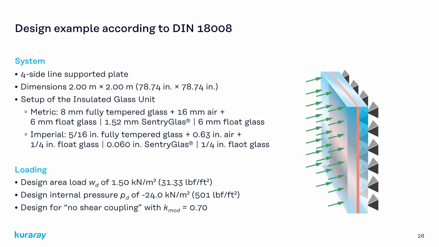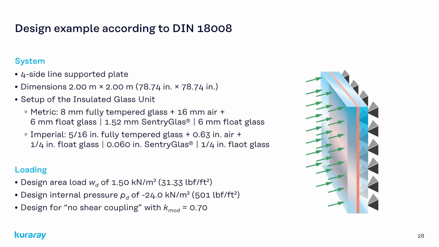The glass setup itself is a bit more complicated, as we want to look at an insulated glass unit. The IGU itself is composed of an 8 mm fully tempered glass on the outer side, a 60 mm air spacing, and the inner glass made of a laminate consisting of 6 mm float glass, 1.52 mm sentry glass interlayer, and again a 6 mm float glass.